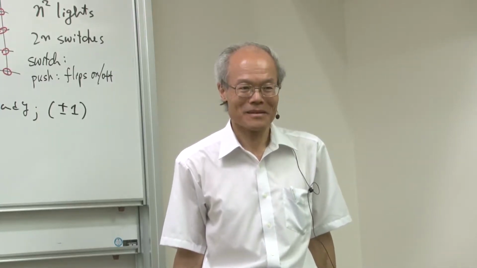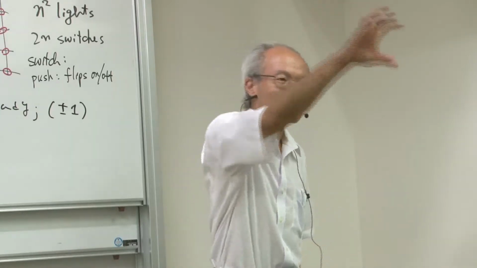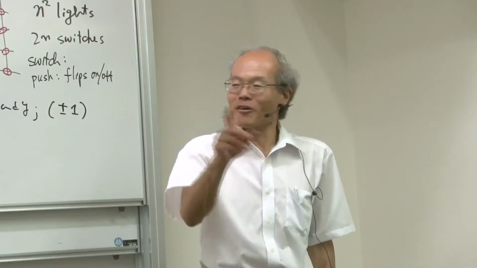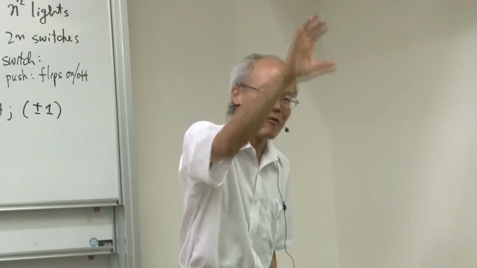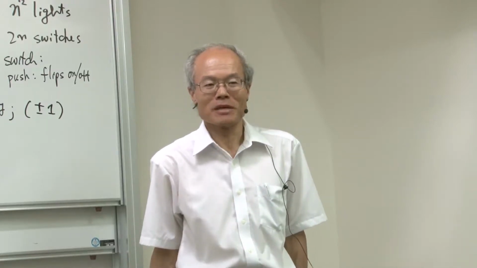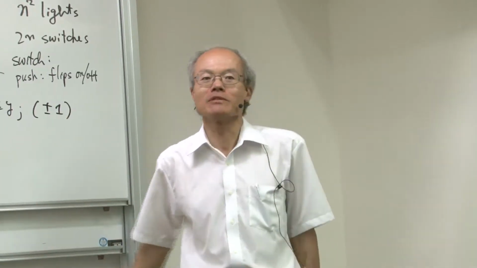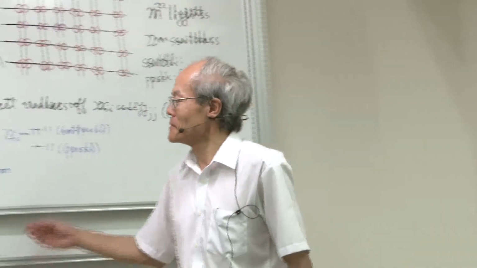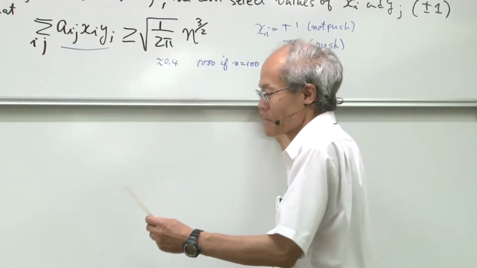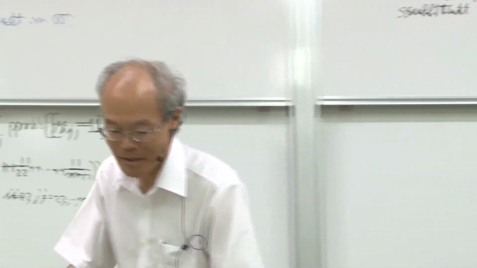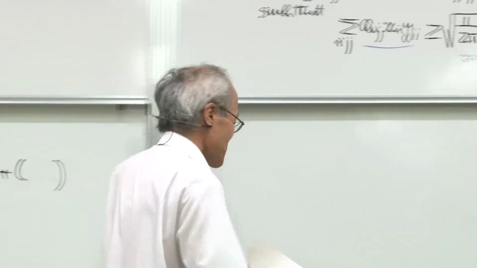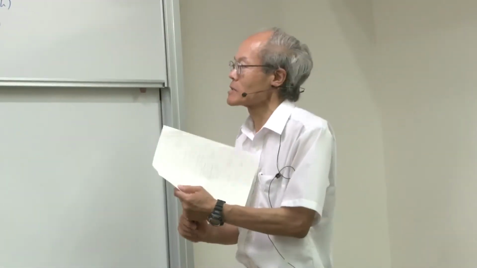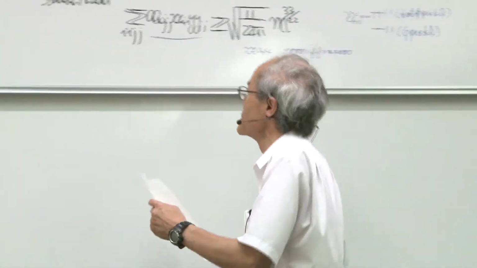Good. But the question is how to manipulate your switches. This theorem says there is a way of manipulating switches, but it says nothing about how to do that. But the algorithm is very easy. Okay, I don't have much time, so from now on it's a little bit quick, but it's almost all calculation.